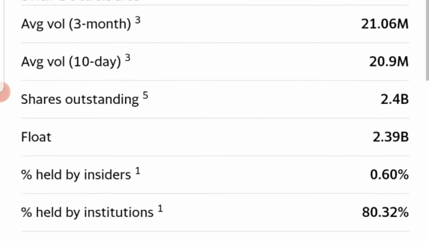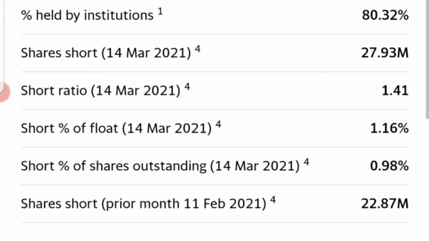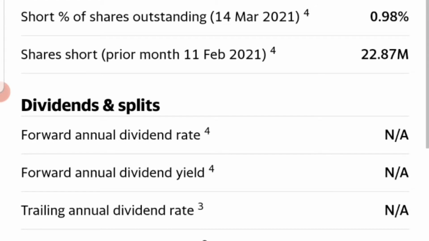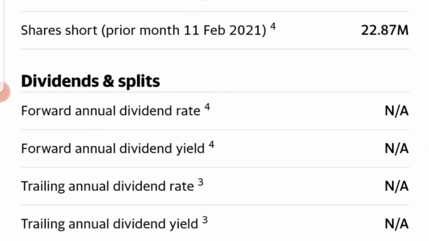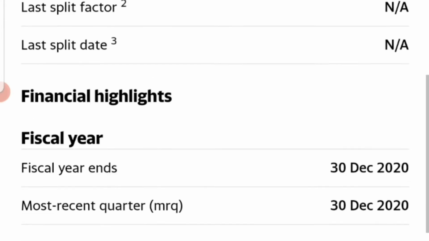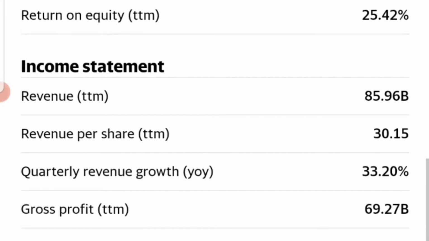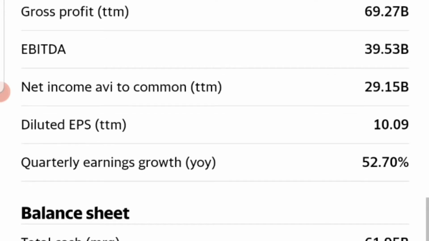You will see down here, you'll have the float and the percentage held by institutions, which is 80%, and the percentage held by insiders. You'll have the short percentage of float. You'll have heard about GME having 140% float, 140% short. You'll have the profit margin, operating margin.